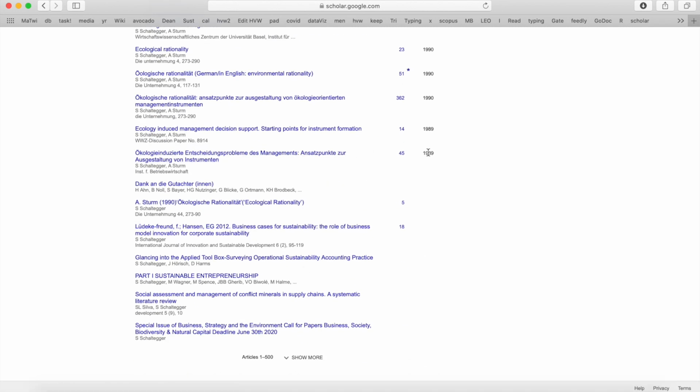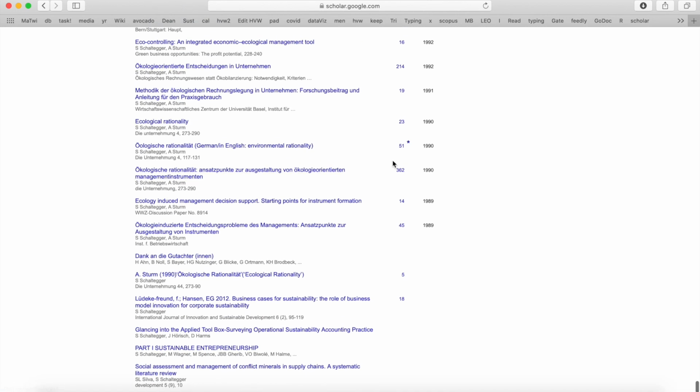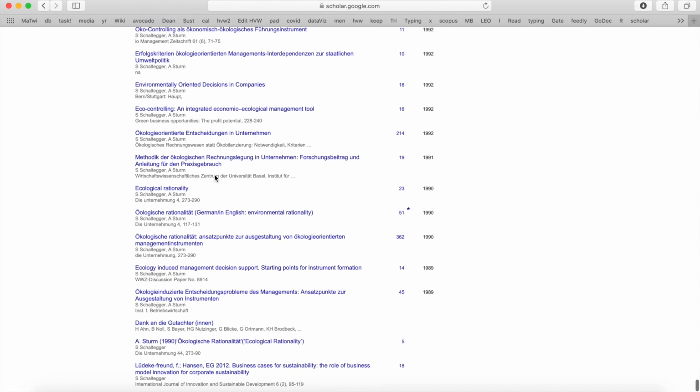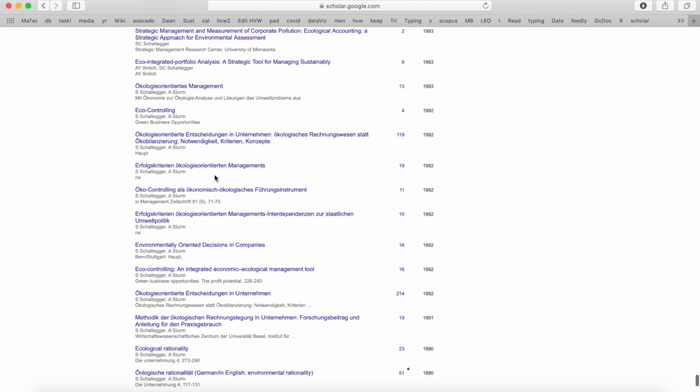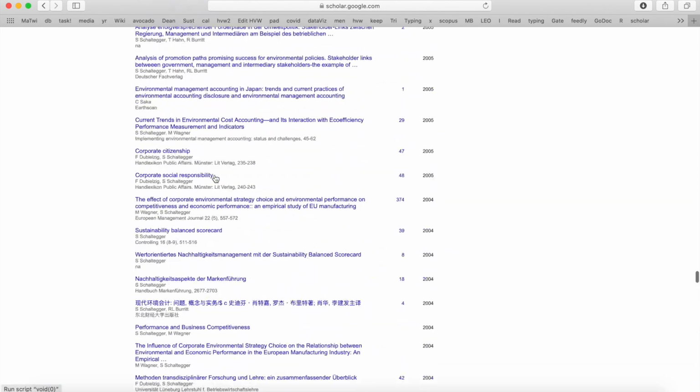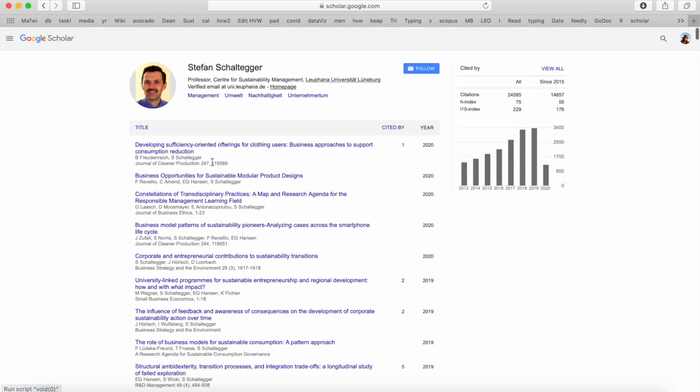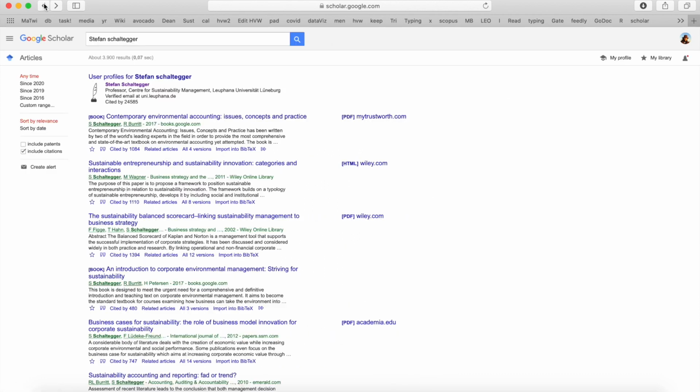We can see in 1989 the first papers, and some in 1990 are already highly cited, and you see "ökologische Rationalität", so it was in German back then, but you can see how radical this research has been and still is. That is something that is really helpful. One thing that you can't see here is how he's connected to other people, but that is often the case.